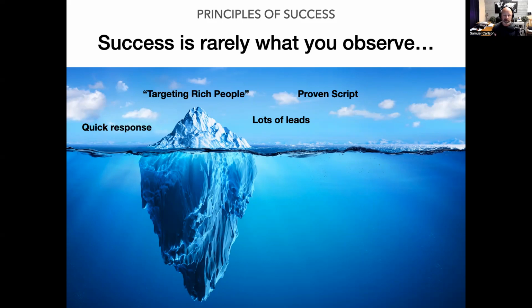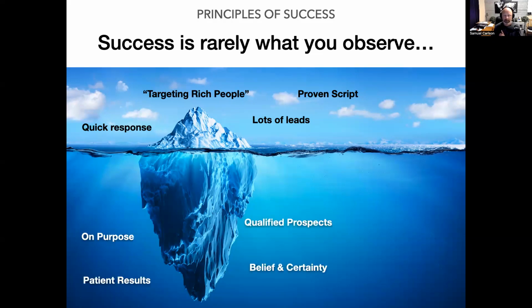Proven scripts, quick response. We can automate. We can do all that kind of stuff. Those are great, but those are what people see on the surface, and they are not what create the outcome. Here's what really creates outcomes in terms of growing your practice and getting a bunch of new patients. And I'm going to prove this as we go through today's training.